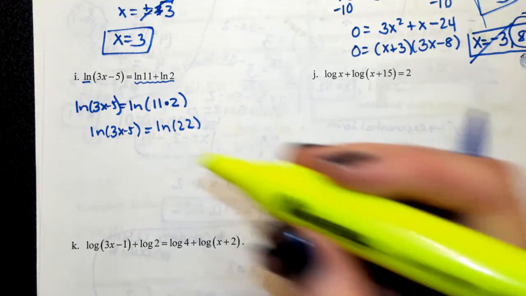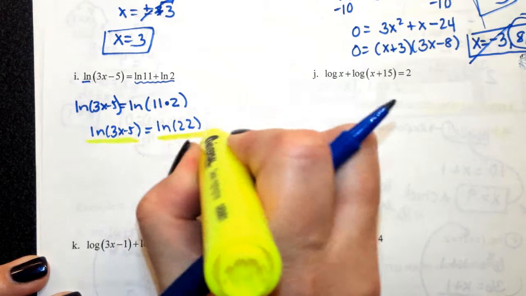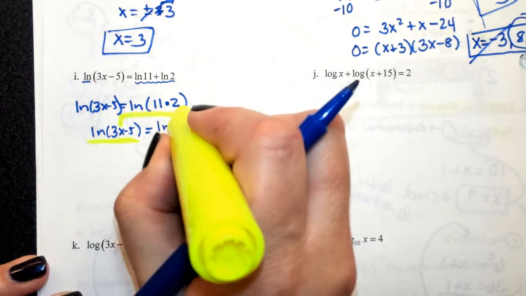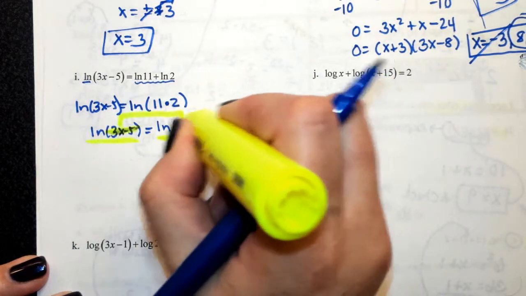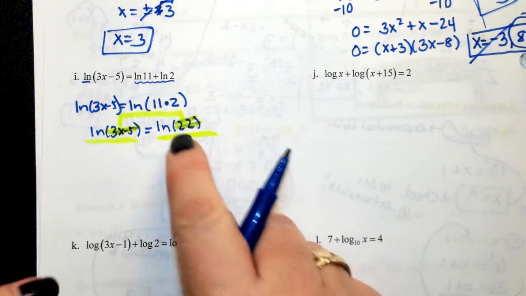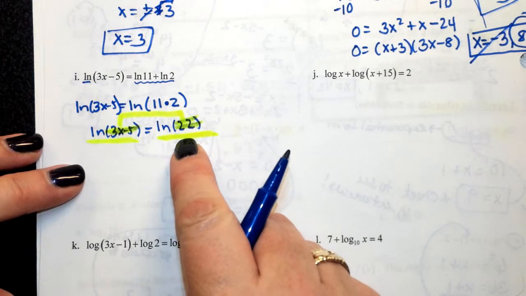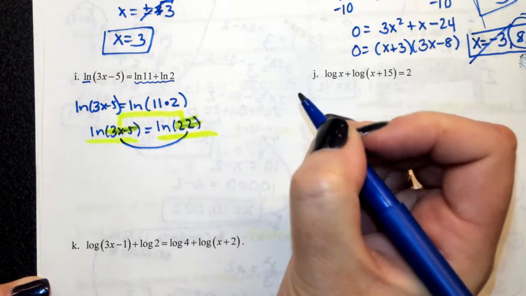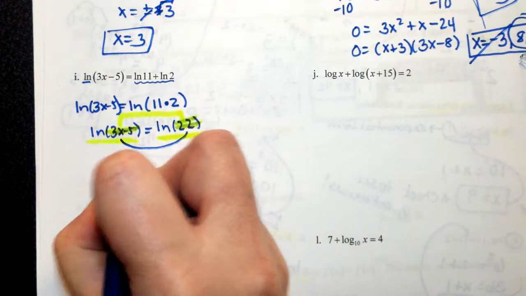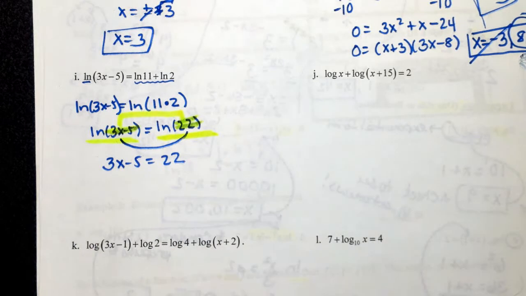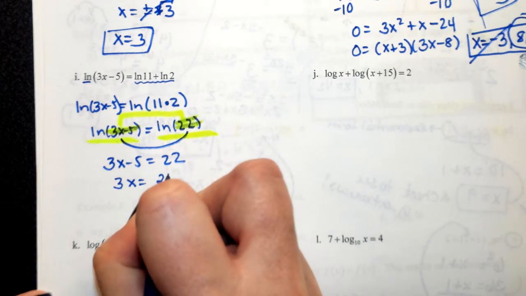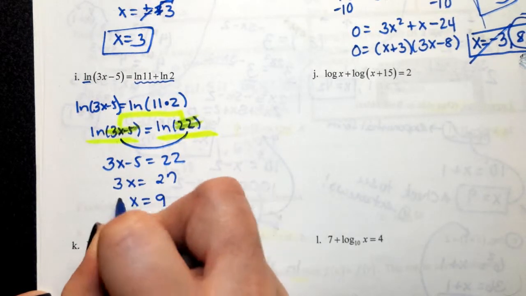So again, when you have a log equal to another log, in order for this equation to be true, what's inside your two logarithms have to be equal. They have to be the same number. Natural log of 22 is only going to be equal to the natural log of 22. So all you're going to do is set what's inside your logs equal to one another. So 3x minus 5 is equal to 22. So I can add 5 to both sides, so 3x is equal to 27. So x is going to be equal to 9.